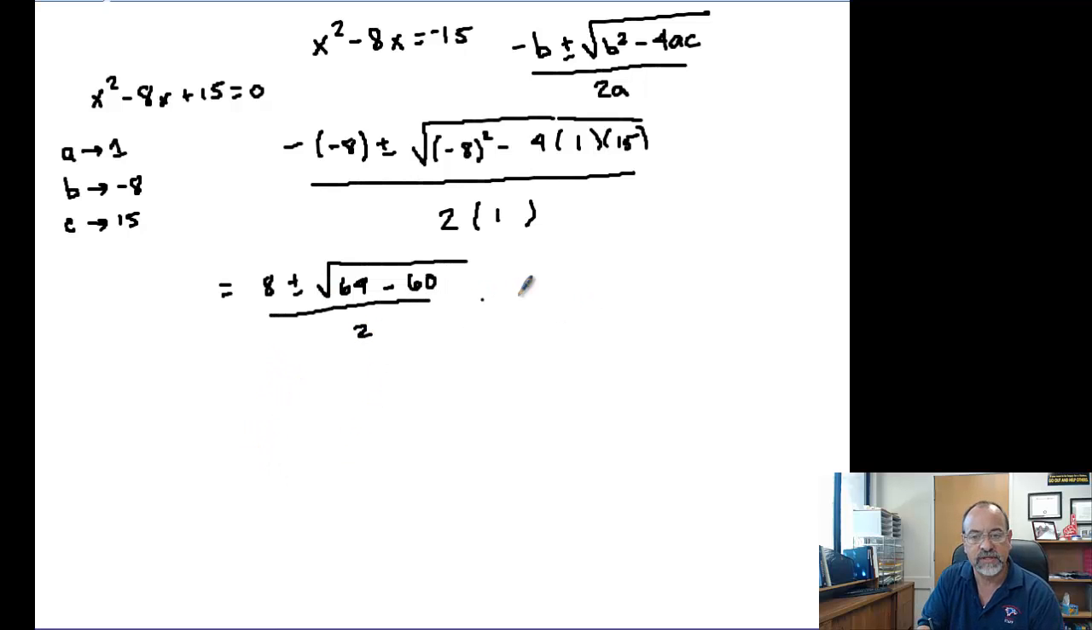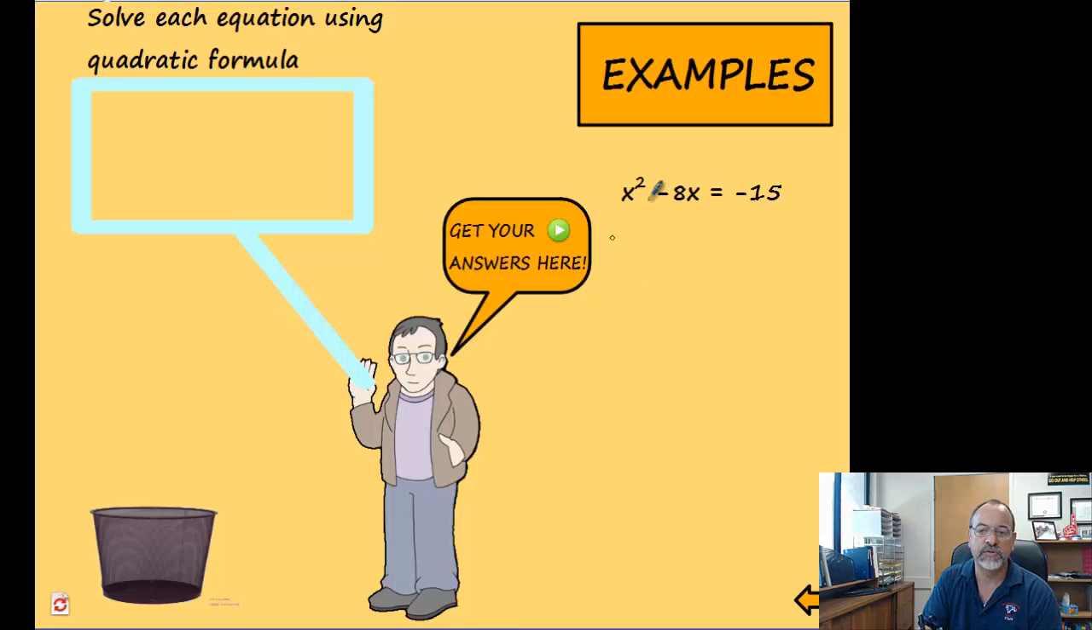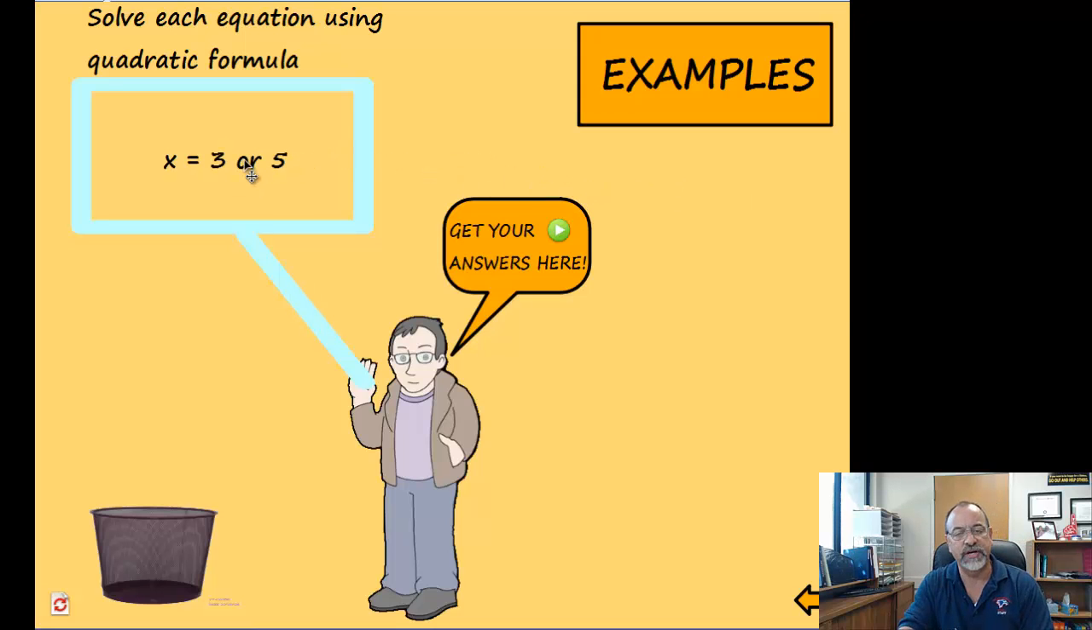And then, let me go this way. You have 8 plus or minus then the square root of 4, all of that's over 2, 64 minus 60, which is then 8 plus or minus 2 over 2. So that's 8 plus 2 over 2, or 8 minus 2 over 2. So this is 10 over 2, which is 5, and this is 8 minus 2 over 2, which is 3. So 5 and 3 would be the two solutions to my problem, solving by using the quadratic formula, 5 or 3. Okay, so that's the quadratic formula.